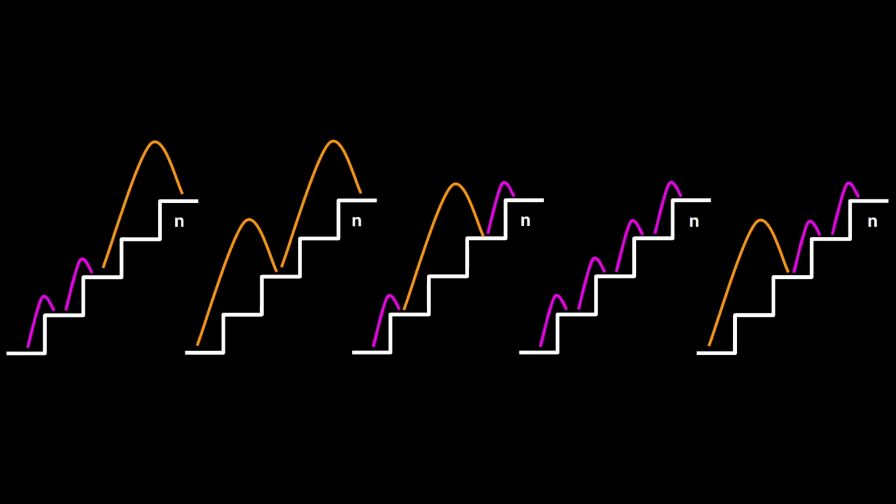We are climbing a staircase containing n stairs. At any given stair, we can either go up by 1 or by 2. Our task is to return the total number of distinct ways we can reach the top.